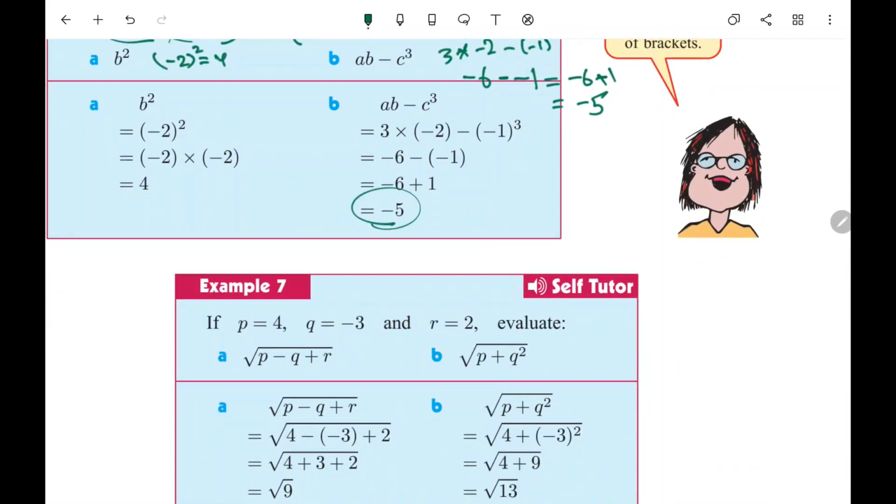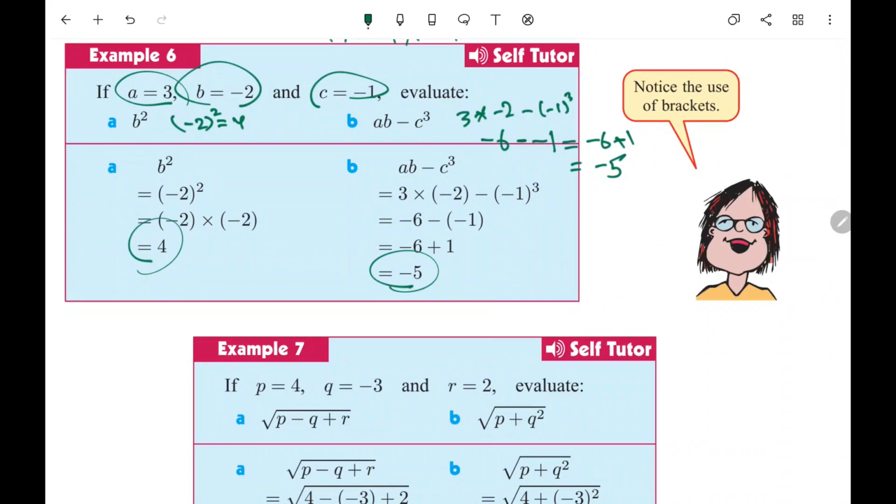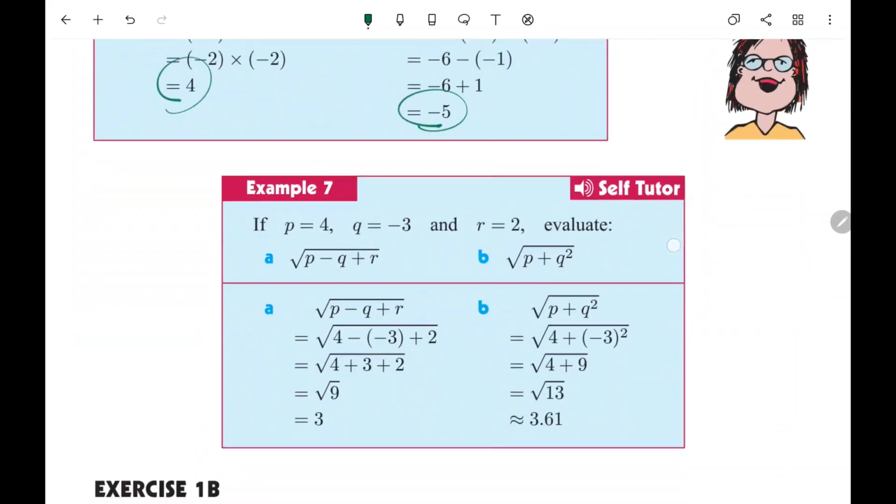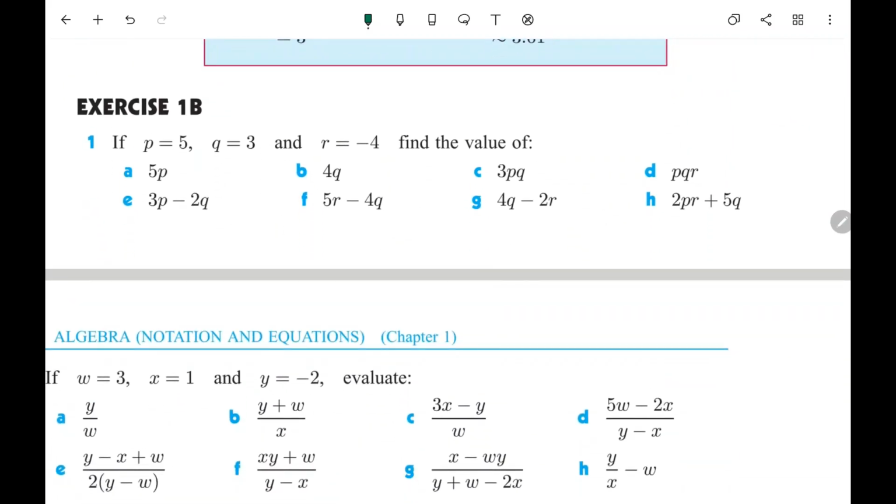Okay. And here is negative 5 and here is 4. If P equals 4, Q equals, I guess that's the same notion. So moving to the next, moving to the exercise.